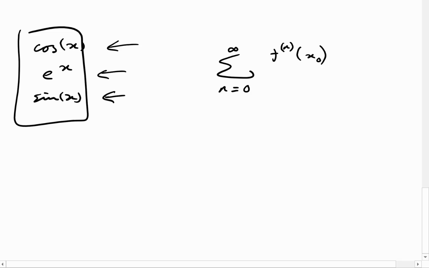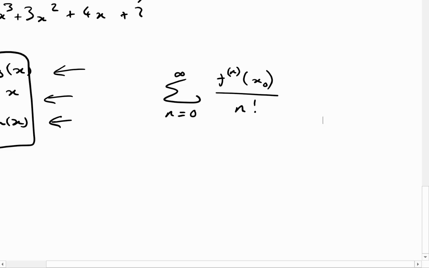So let's call our point x0. It could be 2, it could be 0, it could be 3. It's just some point, and we're just going to call it x0. Okay, over n factorial. I always think of that as the coefficients. Okay, and then we just multiply it by x minus x0 to the power of n. And if you actually expand this out, it will end up looking something like a power series.